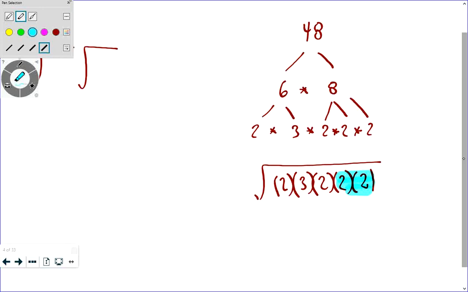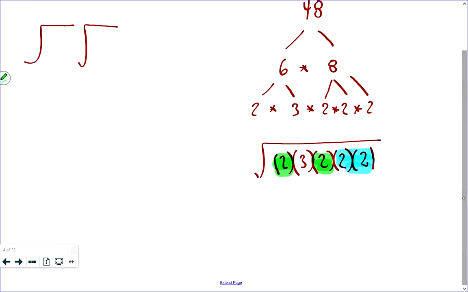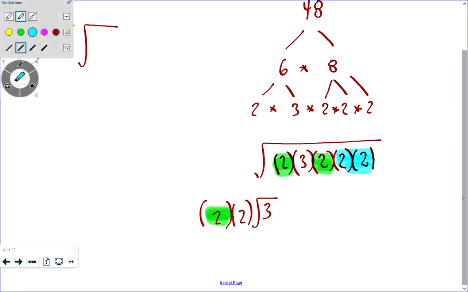Do I have any other pairs? Well, yeah, I have this 2 and this 2, which are another pair of 2's. Another pair of identical items. So what's going to happen is the green 2's come out and we write them as a single 2 because the square root of 2 times 2 is just 2.